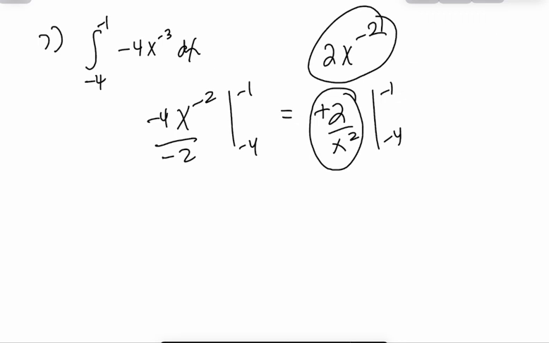Okay, so now let's plug in negative 1 to either version, doesn't matter. Negative 1 squared is positive 1, so that's going to be a 2. Negative 4 squared is 16. 2 over 16 is 1/8. So that's going to be 16/8 minus 1/8, which is 15/8 for an answer for number 7.